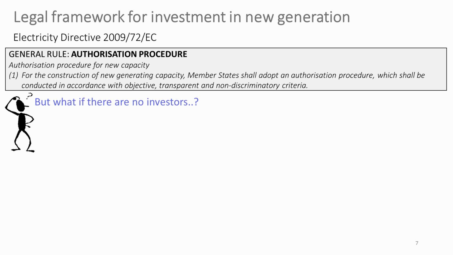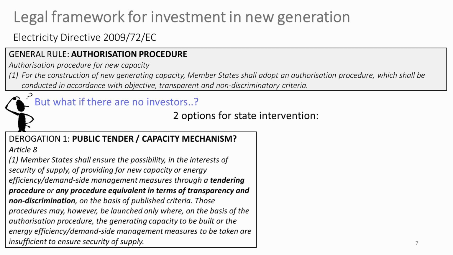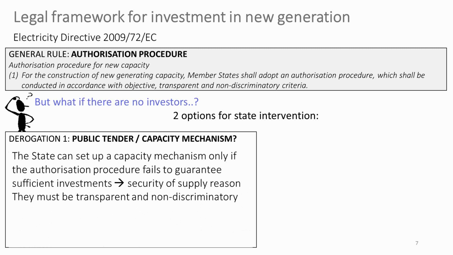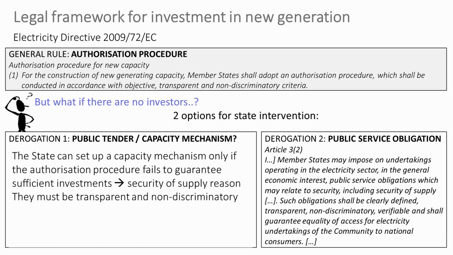And here are the options. First, it can organize a public tender for the construction of new capacity, or it can resort to any other measure which is equivalent in terms of transparency and non-discrimination. It means that a member state can set up a capacity mechanism for security of supply reasons, provided that it is transparent and non-discriminatory. It can also impose, also for security of supply reasons, public service obligations, and that's Article 3.2.